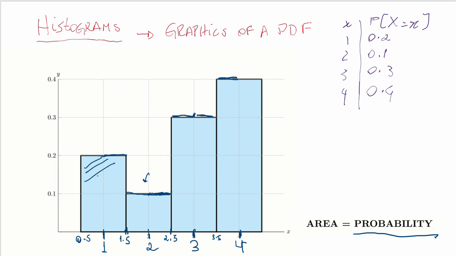The area of the rectangle that I'm shading represents the probability that my variable assumes 1, because it's centered in 1, right? So how much does this probability have to be? Well, it has to be 0.2, right? So the area of this rectangle must be 0.2. Okay?